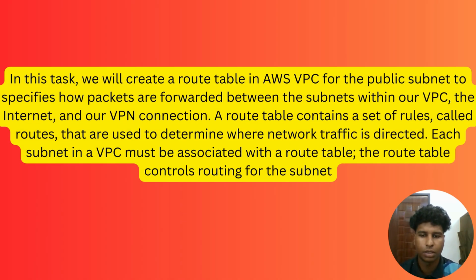In this task, we will create a route table in AWS VPC for the public subnet to specify how packets are forwarded between the subnets within our VPC, the internet, and our VPN connection. A route table contains a set of rules called routes that are used to determine where network traffic is directed. Each subnet in a VPC must be associated with a route table. The route table controls routing for the subnet.